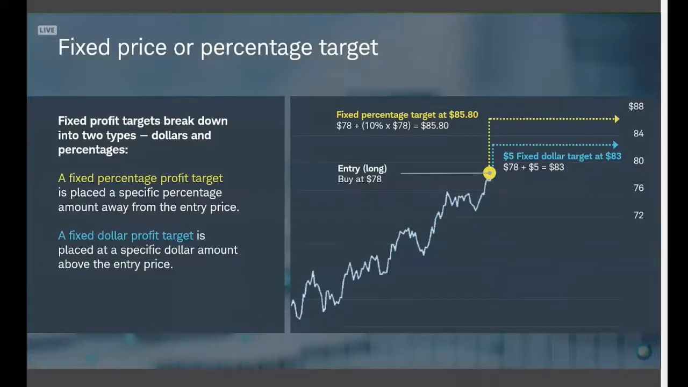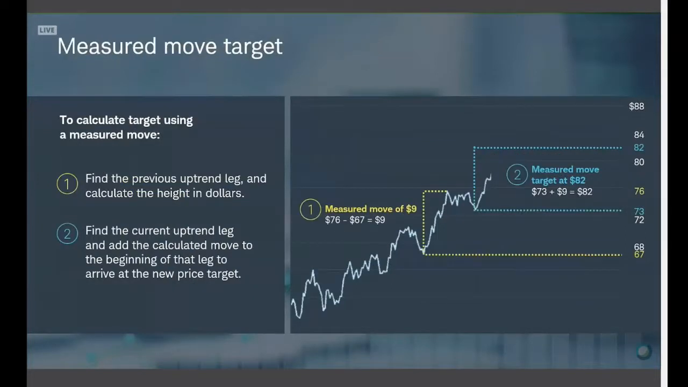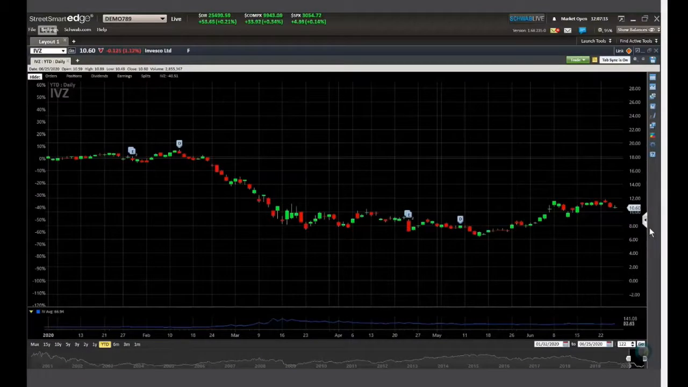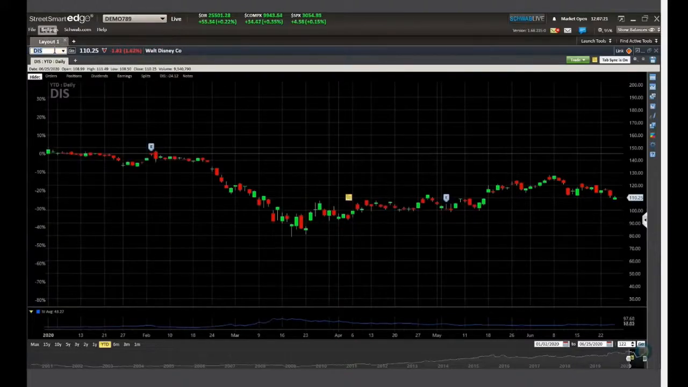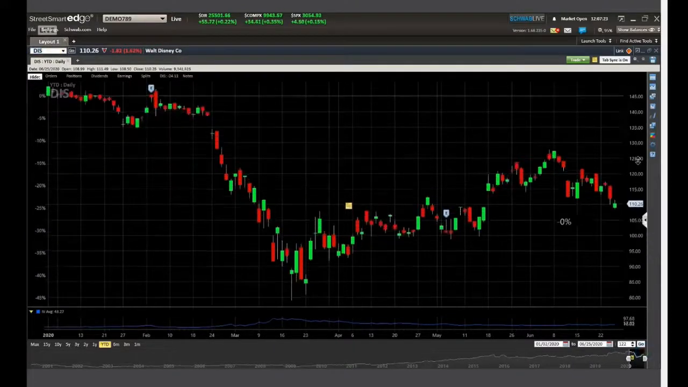But over time, what you'll probably go to is something referred to as a measured move. Okay. A measured move is similar to what we were just talking about. All right. We've got Disney coming in. Let's do Disney, DIS. All right. So here's how a measured move in Disney would look. Let's see if we can expand that. There you go. What you're doing here, and this is really cool.